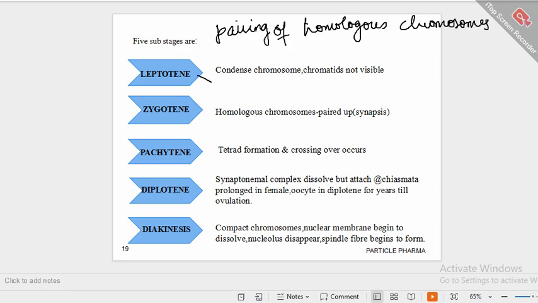In leptotene, the chromosomes start to condense. Here the chromosome is not completely condensed; it means they have started to condense, where the chromatids are not completely visible. And the nuclear envelope and nucleolus are still intact.